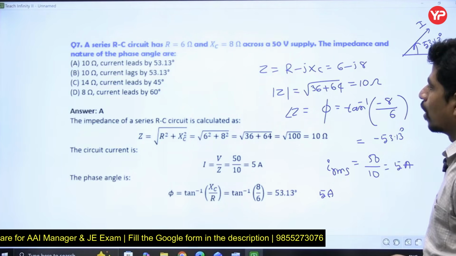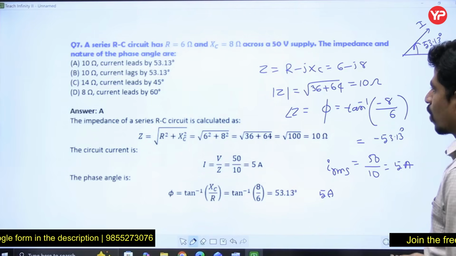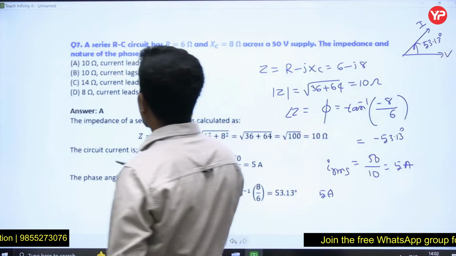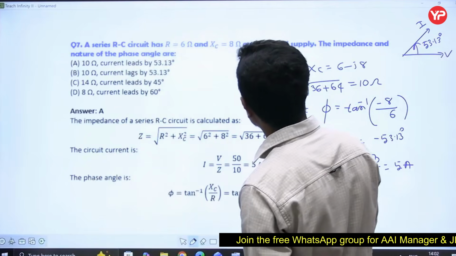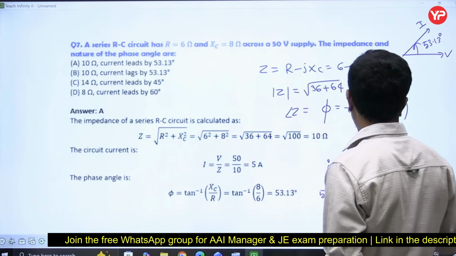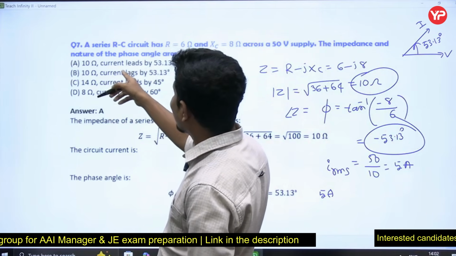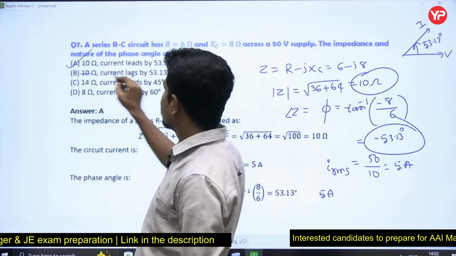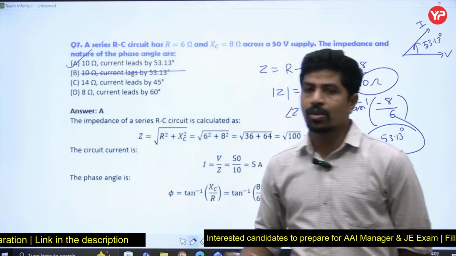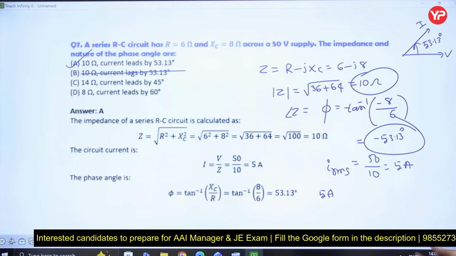I think the options are given wrong here. This is 5 amp. No, correct only. He asked for the impedance: 10 ohm. Impedance is 10 ohm with an angle of 53.13. Current leads. Option is A, not B. Current is going to lead. That's why options are framed beautifully; in the very first instant, we'll get confused.